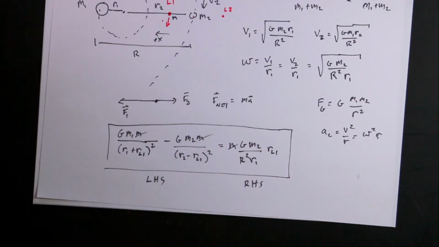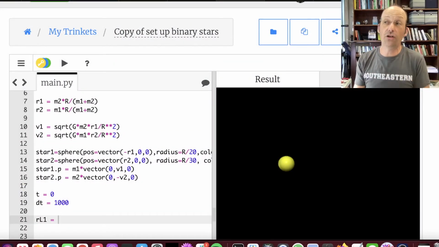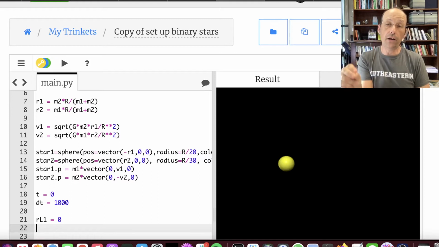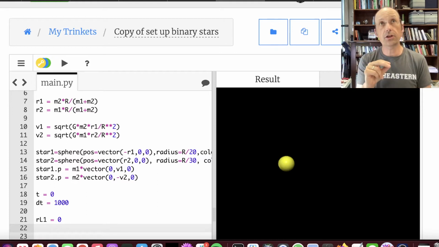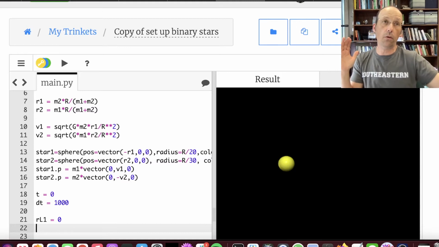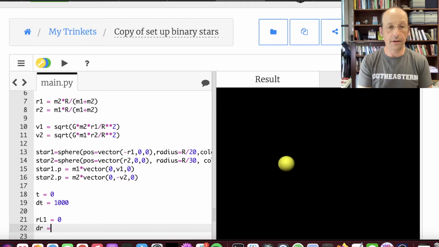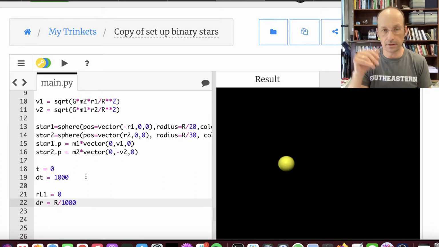I'm going to start at RL1 equal to 0. I just want to make sure I'm not dividing by zero. I could rearrange that whole expression to make it a little bit better, but I don't really care. Now, what I'm going to do is increase the value of RL1. So let's take the distance between star 1 and star 2 as the value r. And I'm going to say dr is the step size, because I'm going to increase the value of r. Let's divide that by 1,000, so r divided by 1,000. I don't think that's big enough. I mean, that's too big, but let's just leave it.